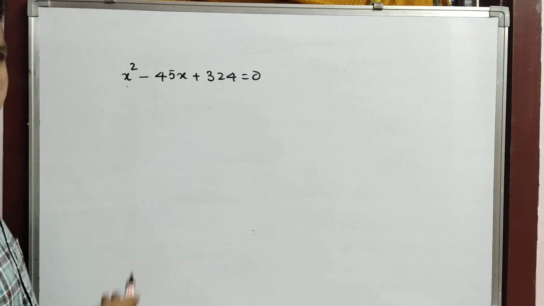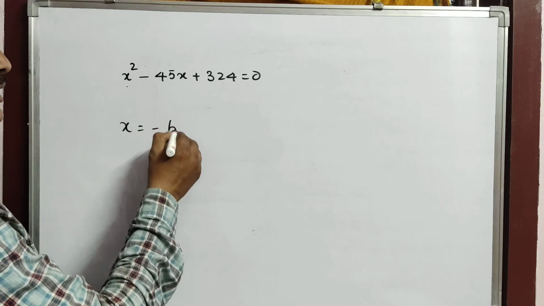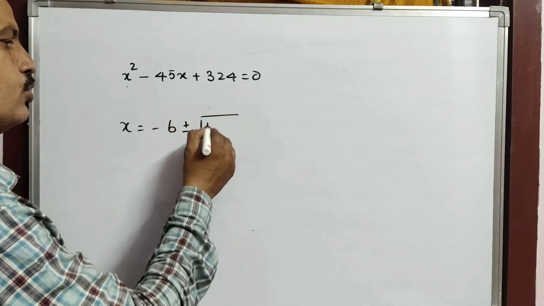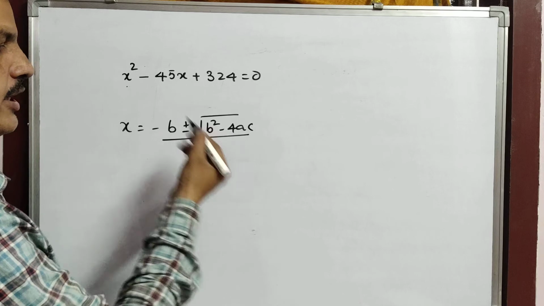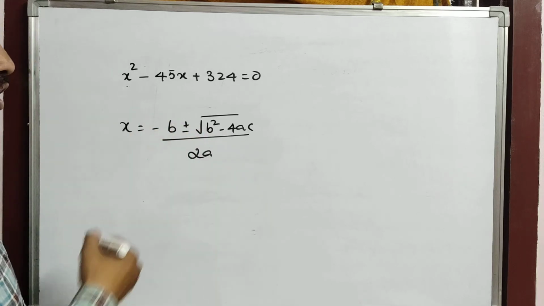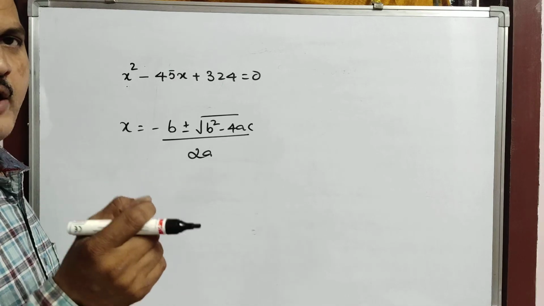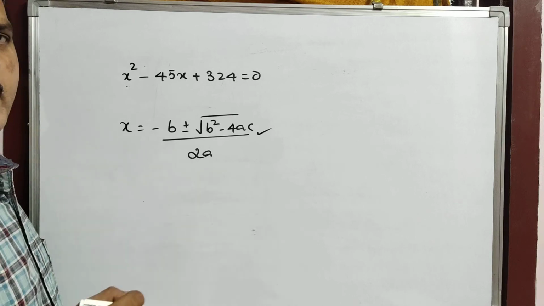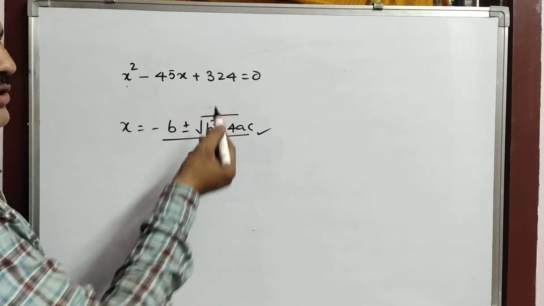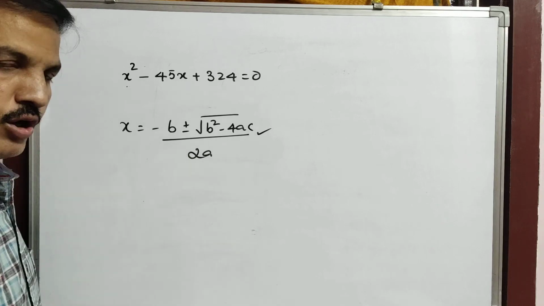You know the quadratic formula, that is x equals minus b plus or minus root over b square minus 4ac, by 2a. You can solve like this, or you can use the prime factorization method. If we did not mention the prime factorization method, you can use this one. If we clearly mention prime factorization, then you know how to solve it, like splitting the term. Okay, that one you have to follow. Okay, is it clear, children?